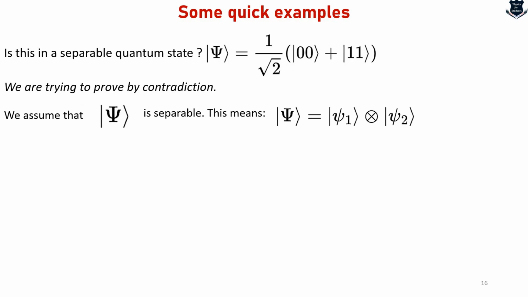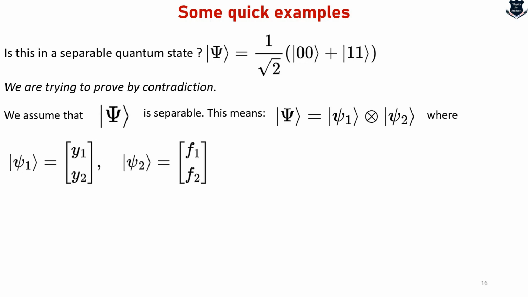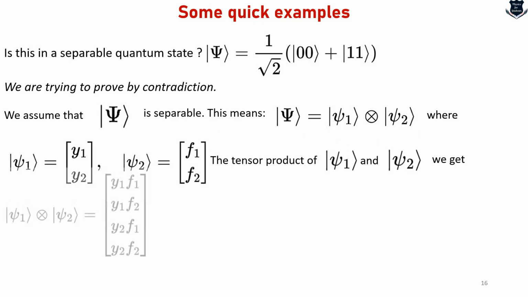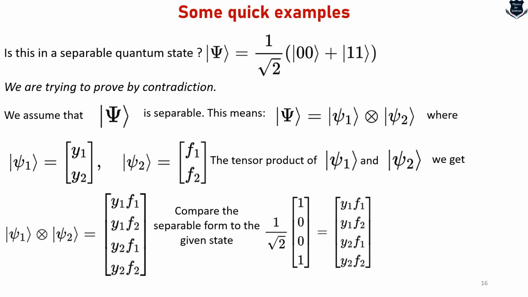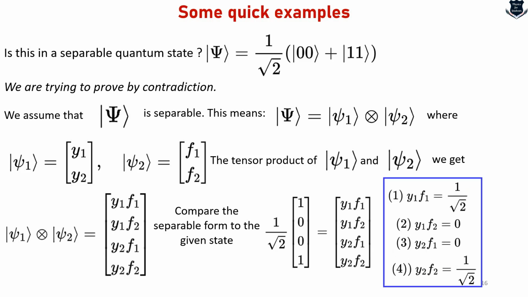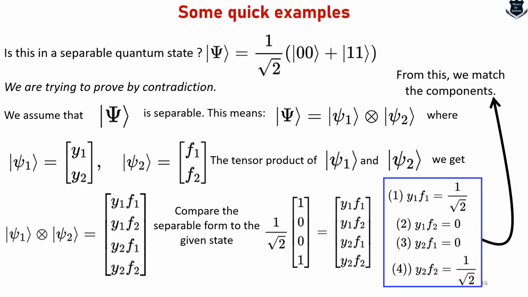This means that this one should be equal to the tensor product. Obviously, separable means that it can be written as a tensor product, where psi 1 equals this and psi 2 equals this. So the tensor product of psi 1 and psi 2 should be equal to this. Now, if we compare the separable form to the given state, 1 upon square root of 2, we get psi1 phi1, psi1 phi2, just by simply comparing those. This is important because these are the components which we are going to match.